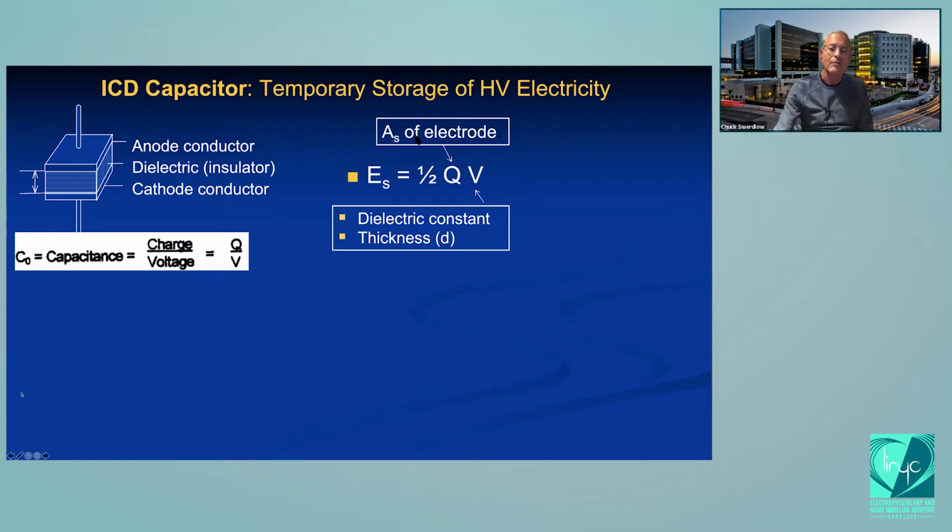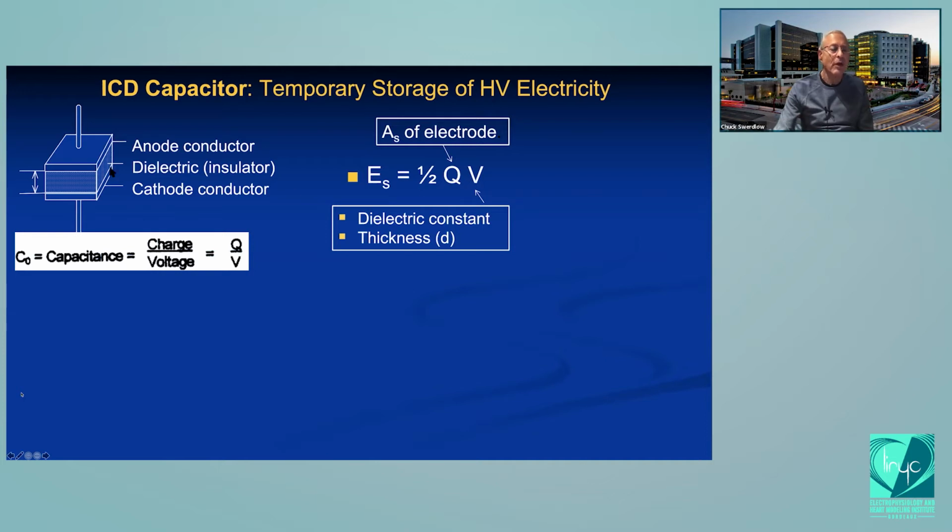Now, it turns out the key thing to know about a capacitor is the amount of charge you can store depends on the surface area of this electrode. So a bigger plate will store more electricity. The energy is the product of the charge and the voltage.